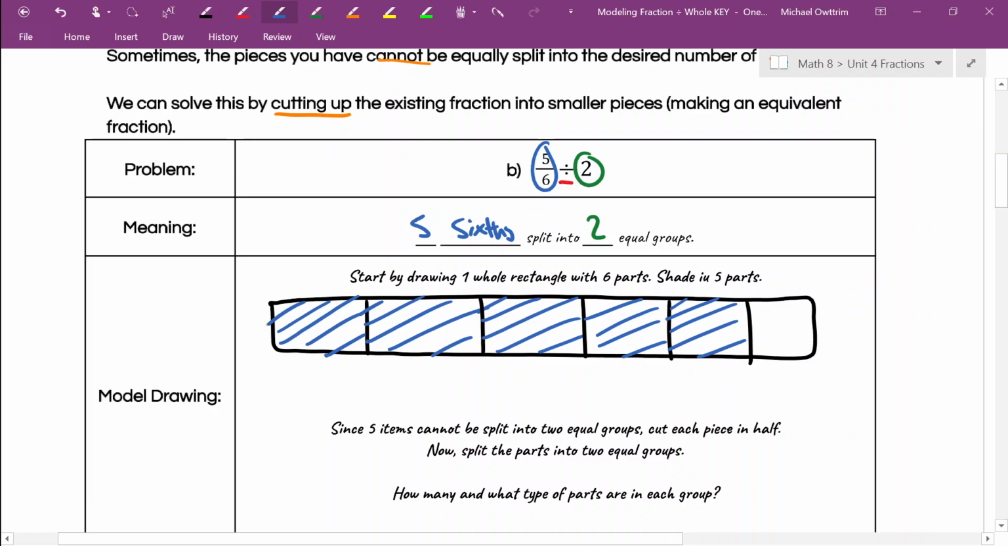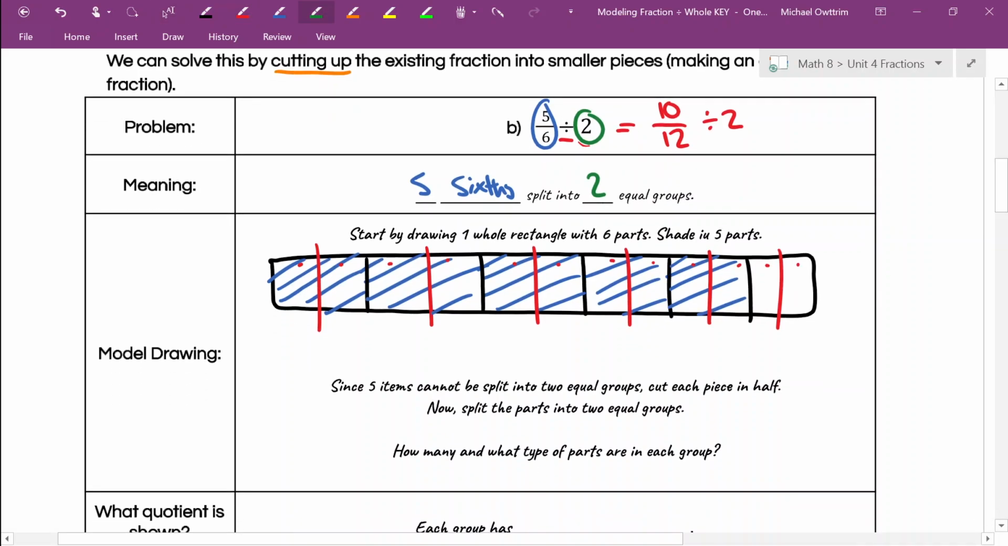Now, if I have 5 items, I can't evenly split them into two equal groups. So what I'm going to need to do is make an equivalent fraction where the amount of parts I have can be split into two equal groups. Whatever you're dividing into is what you can cut each of your pieces into. So I'm going to cut each of these pieces into two further sections, or cut it in half. My new fraction then is 1, 2, 3, 4, 5, 6, 7, 8, 9, 10 pieces out of 12 total. And 10 objects can be divided evenly by 2.